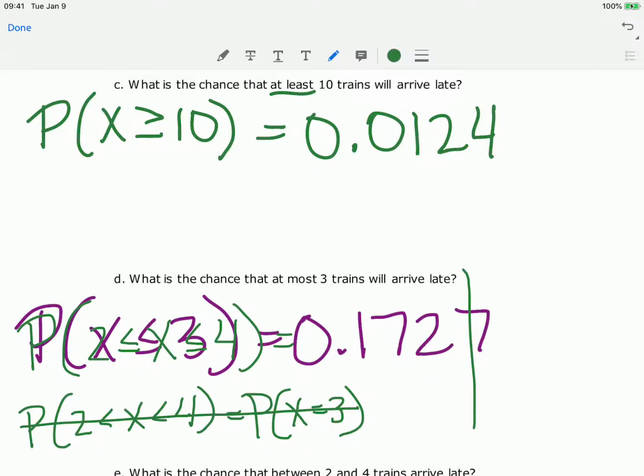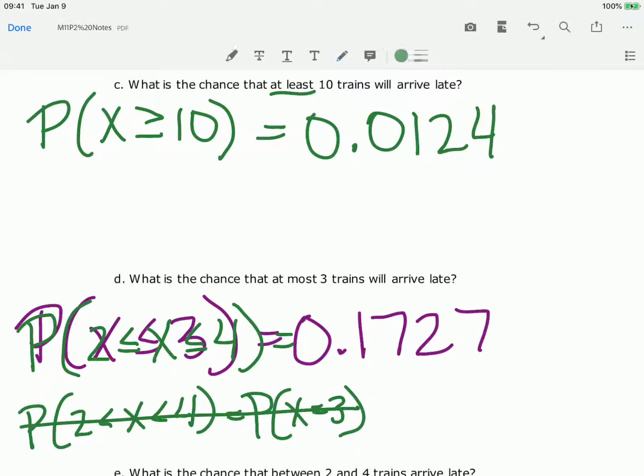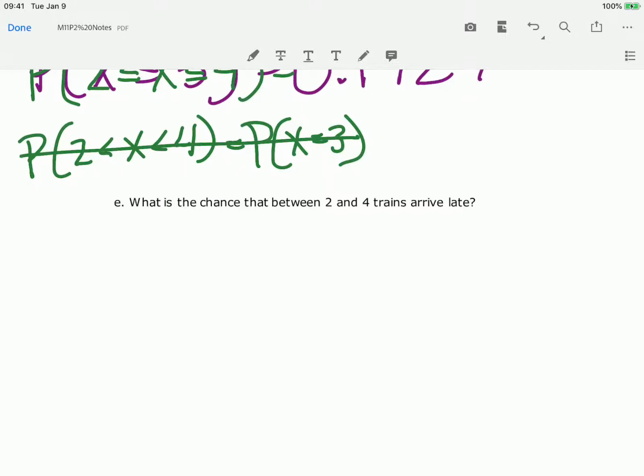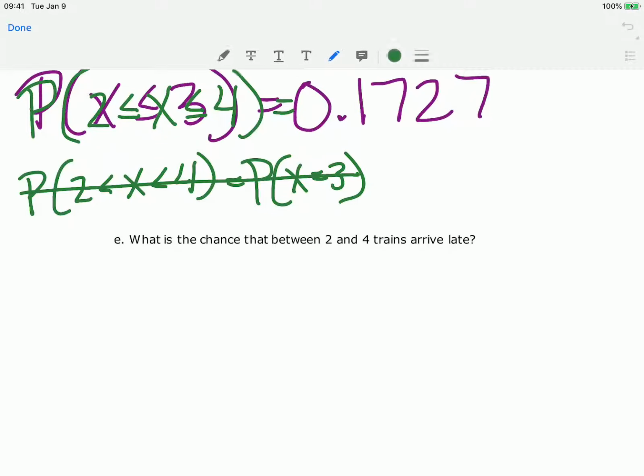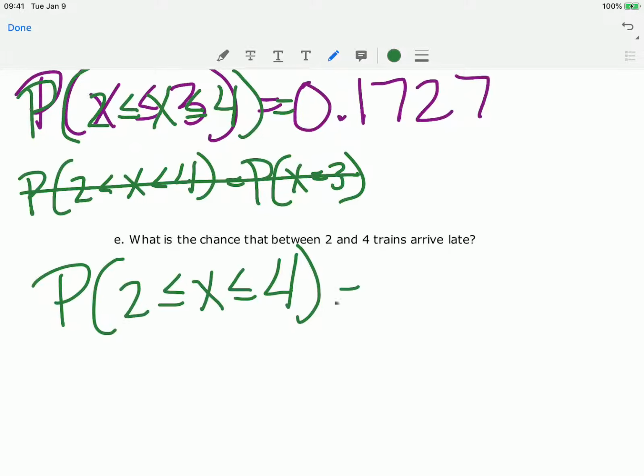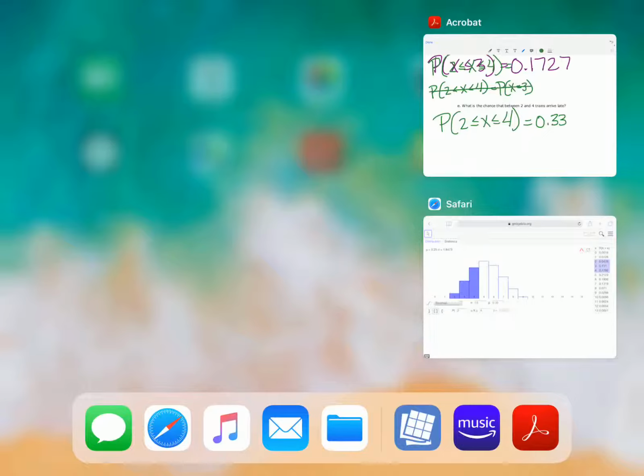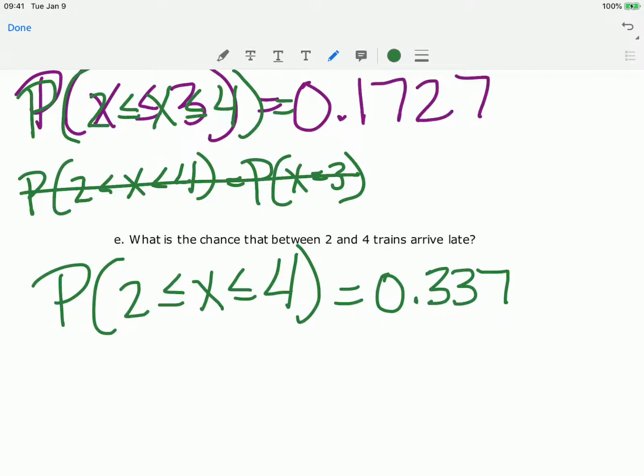Oh, I don't know why it keeps doing this. It's overlapping. So I'm just going to come back down. Probability 2 less than x less than 4 is 0.3378. I was able to just take a peek at it real quick.